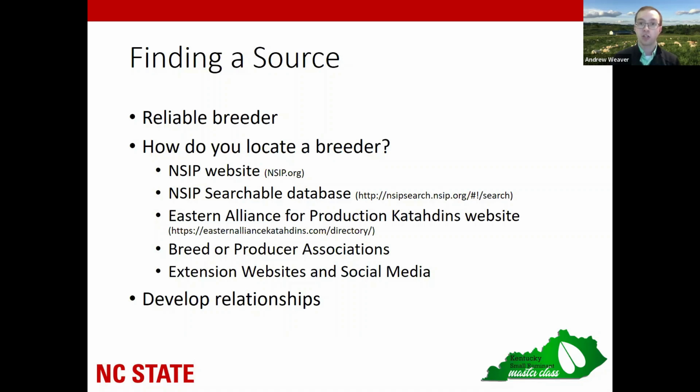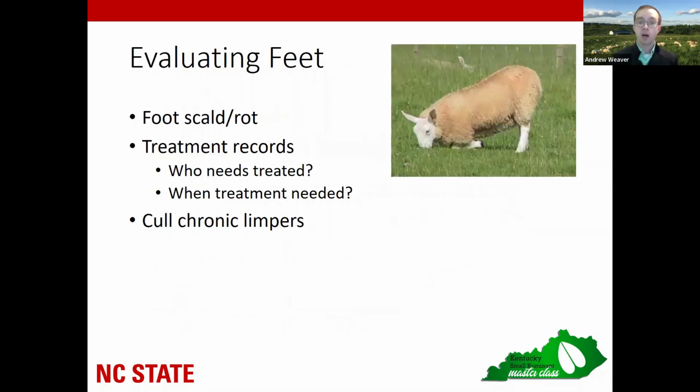Some other things in addition to just genetics that we want to pay attention to, we need to evaluate feet and legs. These animals have to be able to work and function, go out and breed females. Foot scald or foot rot can be a major issue and can be extremely contagious, and is something that we certainly want to minimize any chance of introducing to our farms if we don't have it, or minimize the spread. So we can keep records here: who requires treatment, when are they treated, are the same individuals being treated multiple times. Culling can be a great practice to select for greater resistance to foot scald or foot rot.